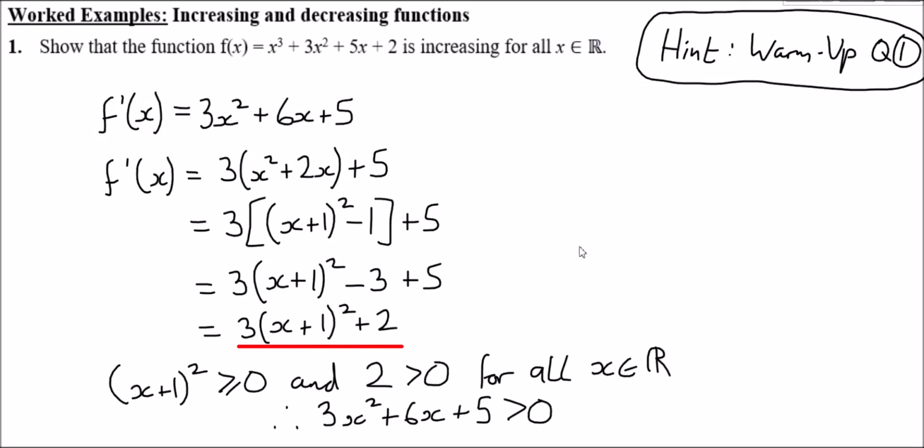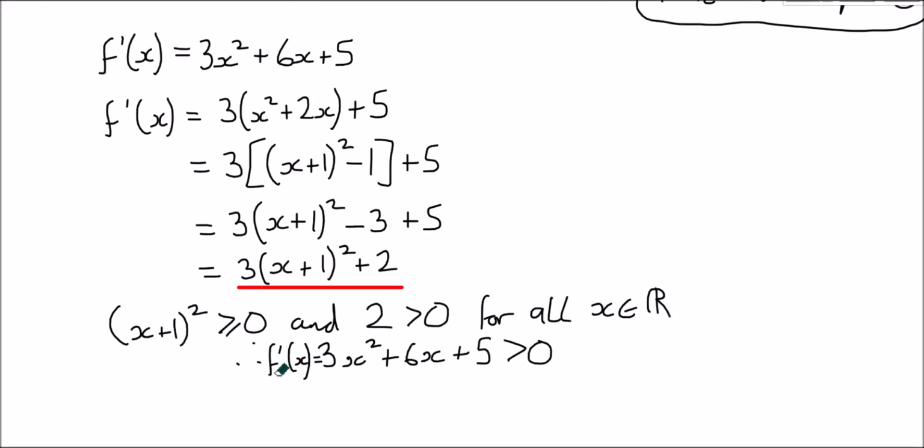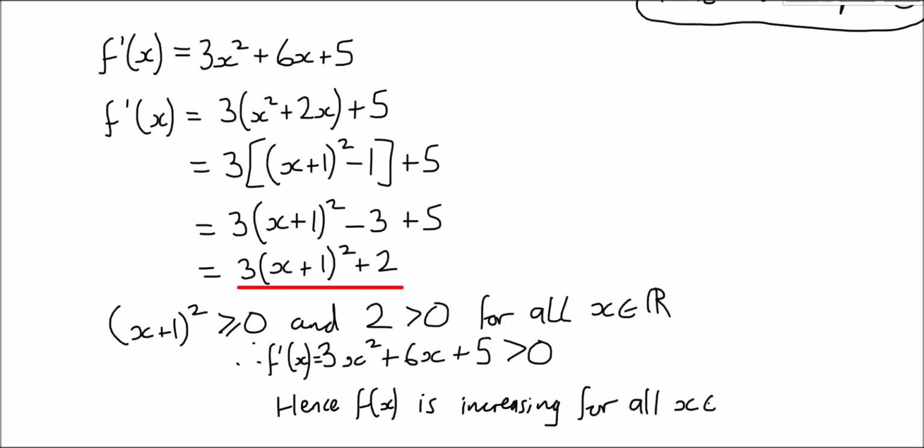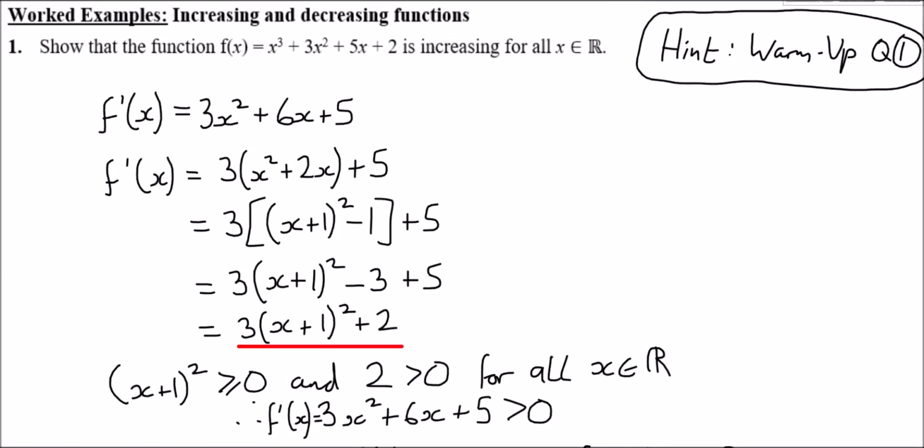Hey, not so bad. So like I said before, this part here is always going to be non-negative, and 2 is always going to be greater than 0 for all x in the real numbers. So therefore, this thing here, which is f dashed of x, is always going to be greater than 0. So just have a slight tinker to what I copied and pasted. I can just simply say here that therefore, f dashed of x, which equals this, is going to be greater than 0, hence f of x is increasing for all real numbers taken for x. So we've proven what we needed to, just using warm-up question 1 as our way into it.